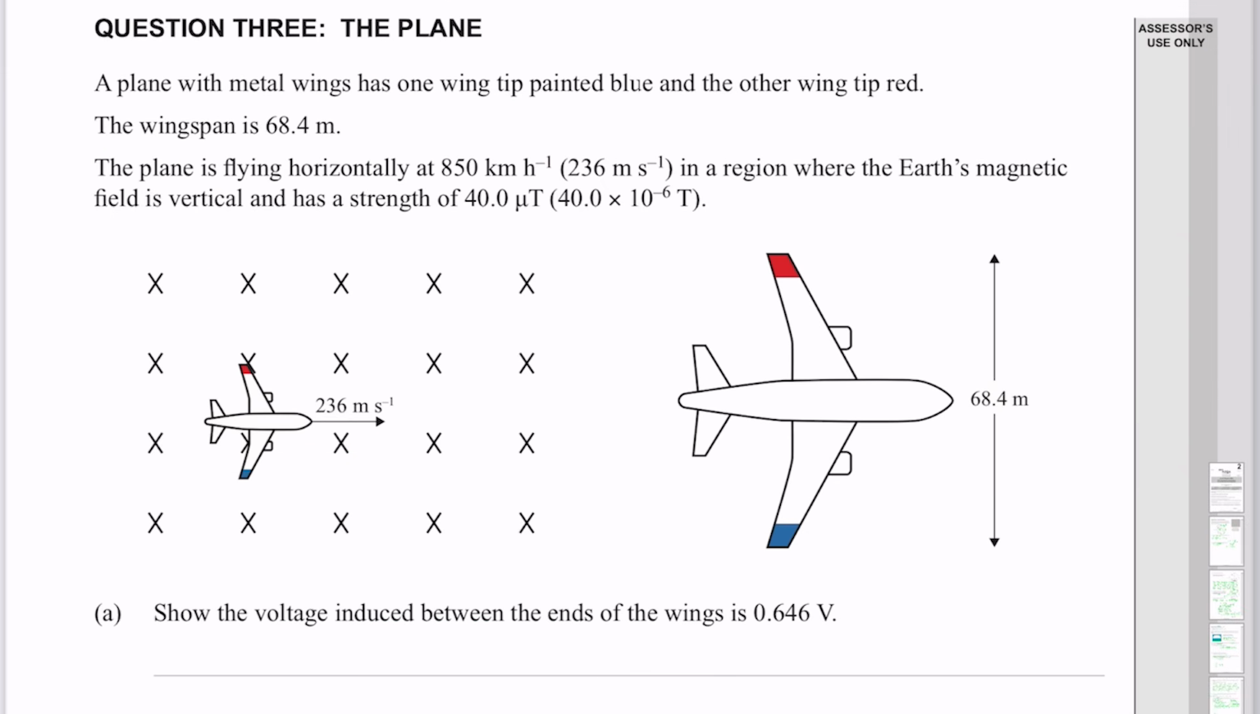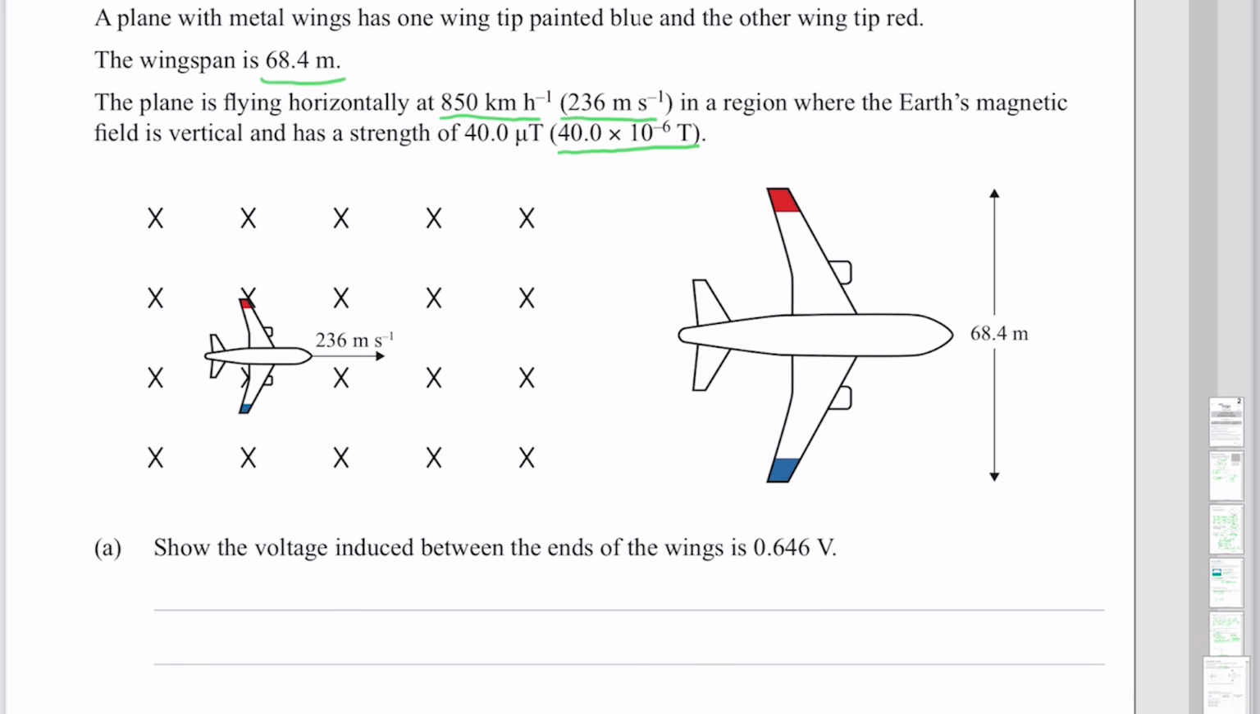Question 3. A plane with metal wings has one wingtip painted blue and the other wingtip red. The wingspan is 68.4 meters. The plane is flying horizontally at 850 kilometers per hour, which they've kindly given to us in meters per second, in a region where the Earth's magnetic field is vertical and has a strength of 40 microteslas, or 40 times 10 to the minus 6 teslas. And we're given a handy diagram down below.